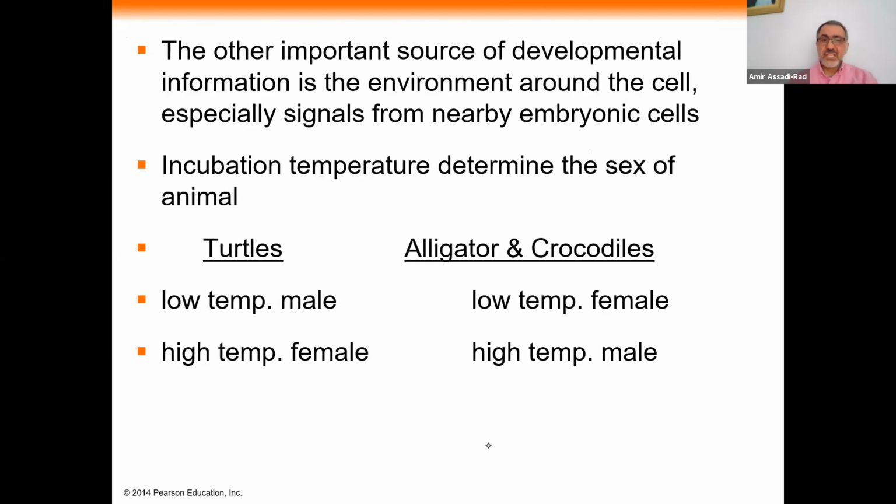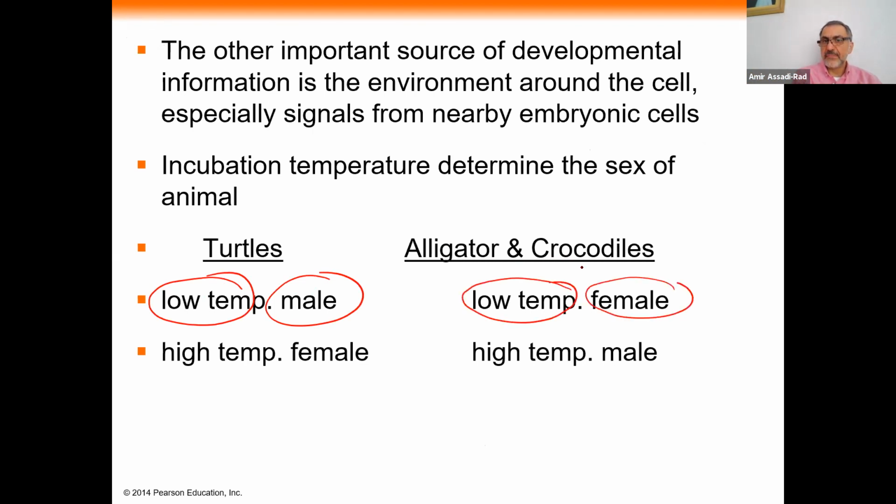For example, temperature can make a difference in what an animal becomes. It's not just the molecules inside of the egg, the environment can play a factor too. In the case of turtles, at low temperature, the animal becomes male. In the case of alligators and crocodiles, low temperature makes a female.